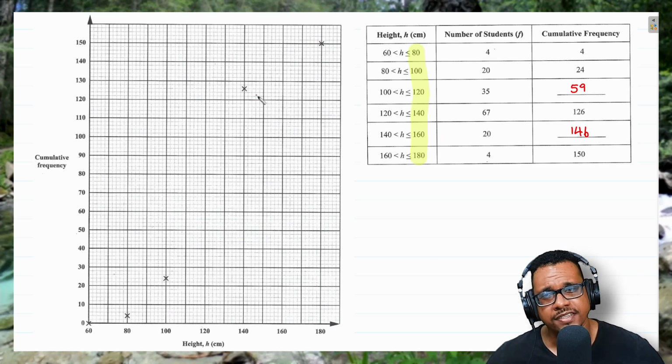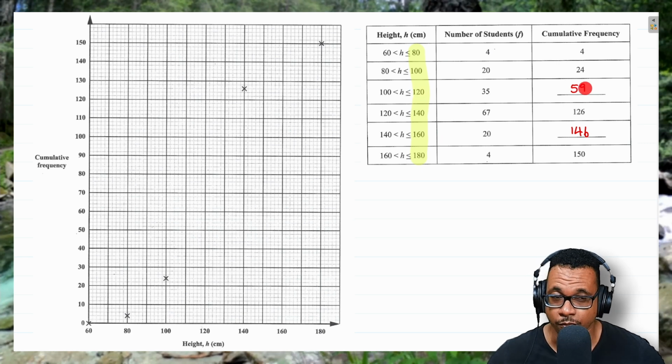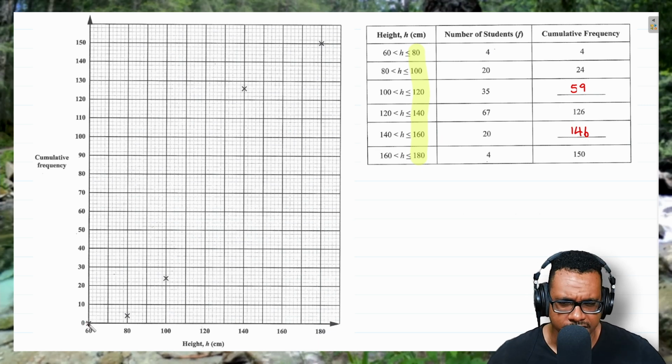So you can see the points that they gave us are the values of the cumulative frequency that they gave us. So what we really had to plot is the 120 on the x with 59 on the y, and the 160 on the x with 146 on the y. Now you're probably looking at this point here and asking where that came from.